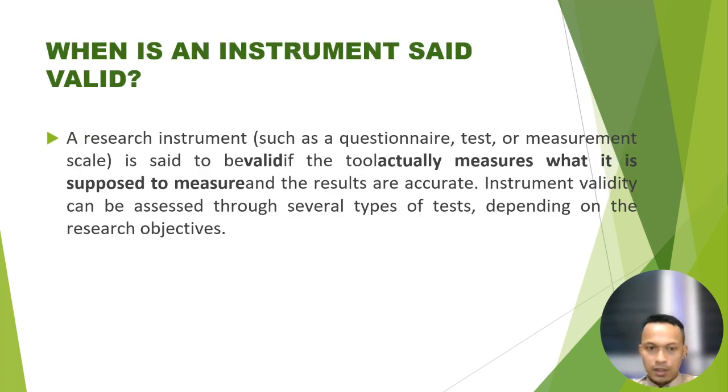Okay, next. When is an instrument said to be valid? A research instrument such as a questionnaire is said to be valid if the tool actually measures what it is supposed to measure, and it measures exactly and accurately.